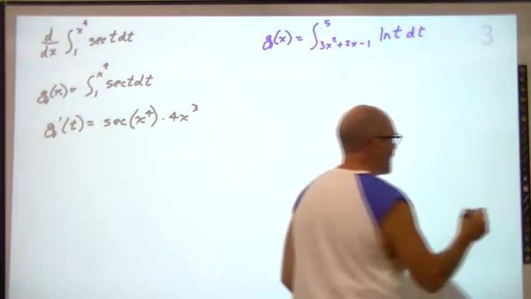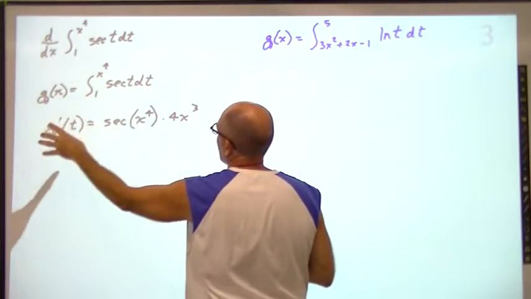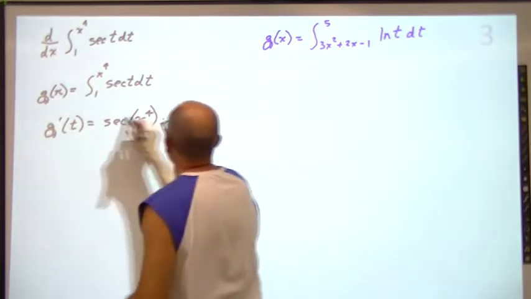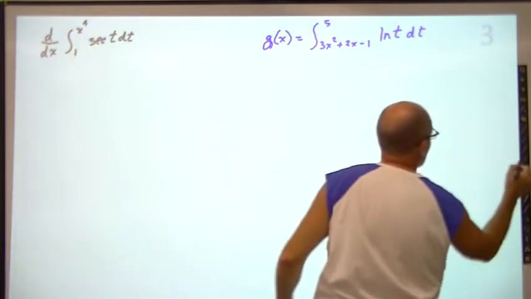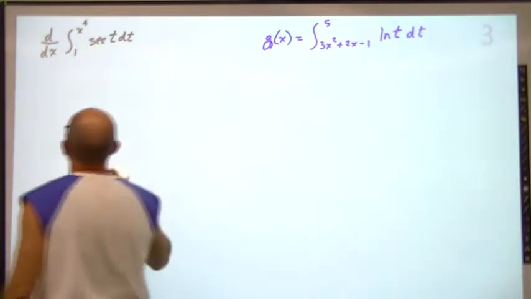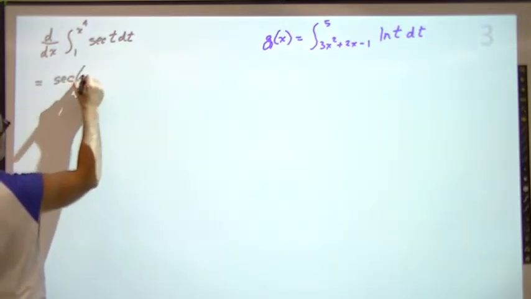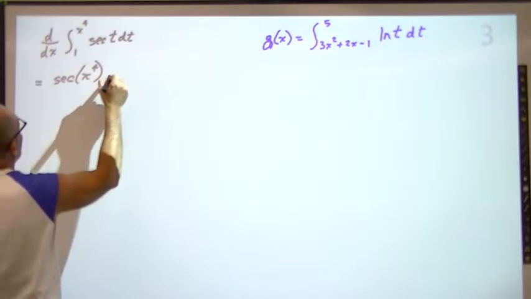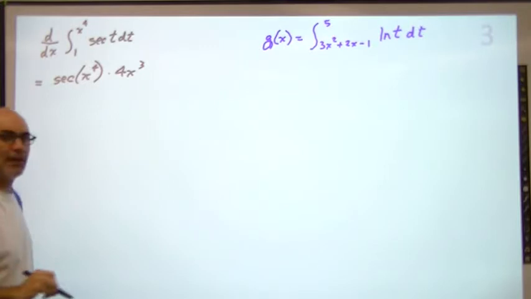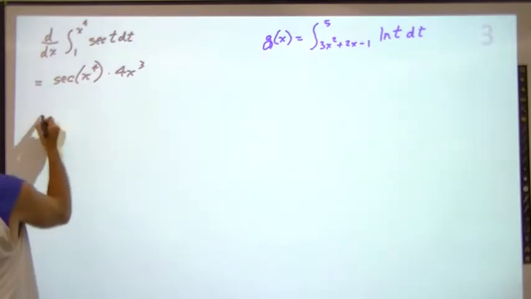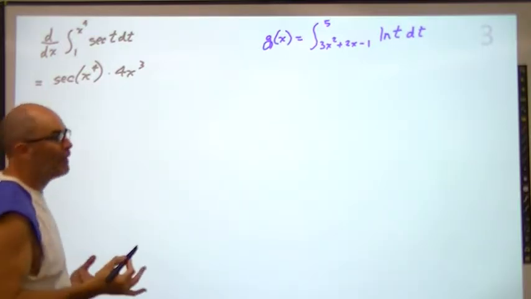Let's just go back. Notice, like I said, if I give you g of x is this, and I say find g prime, well, that's the same thing as saying, okay, I want the derivative of the integral. So the derivative of the integral is secant of x to the 4th, and then we have to multiply by the 4x cubed. So do not forget to multiply by the derivative of the upper limit if it's not just a single variable.